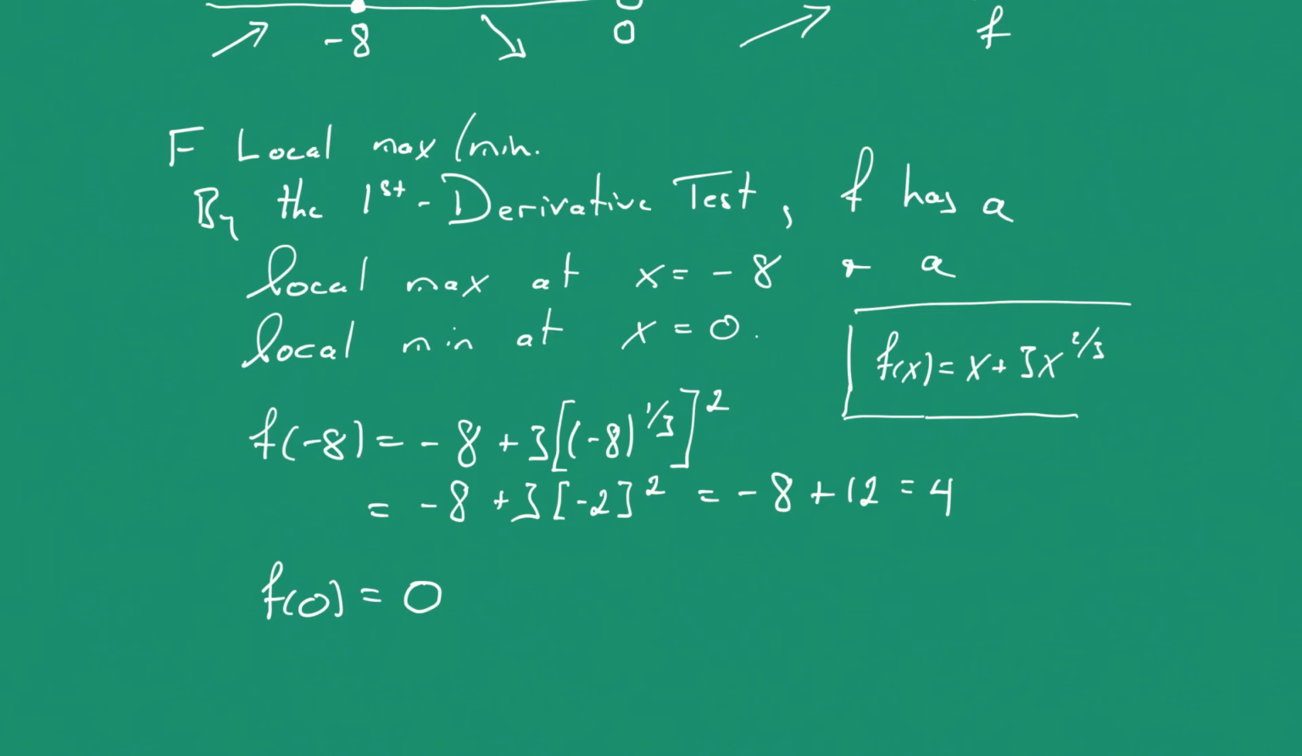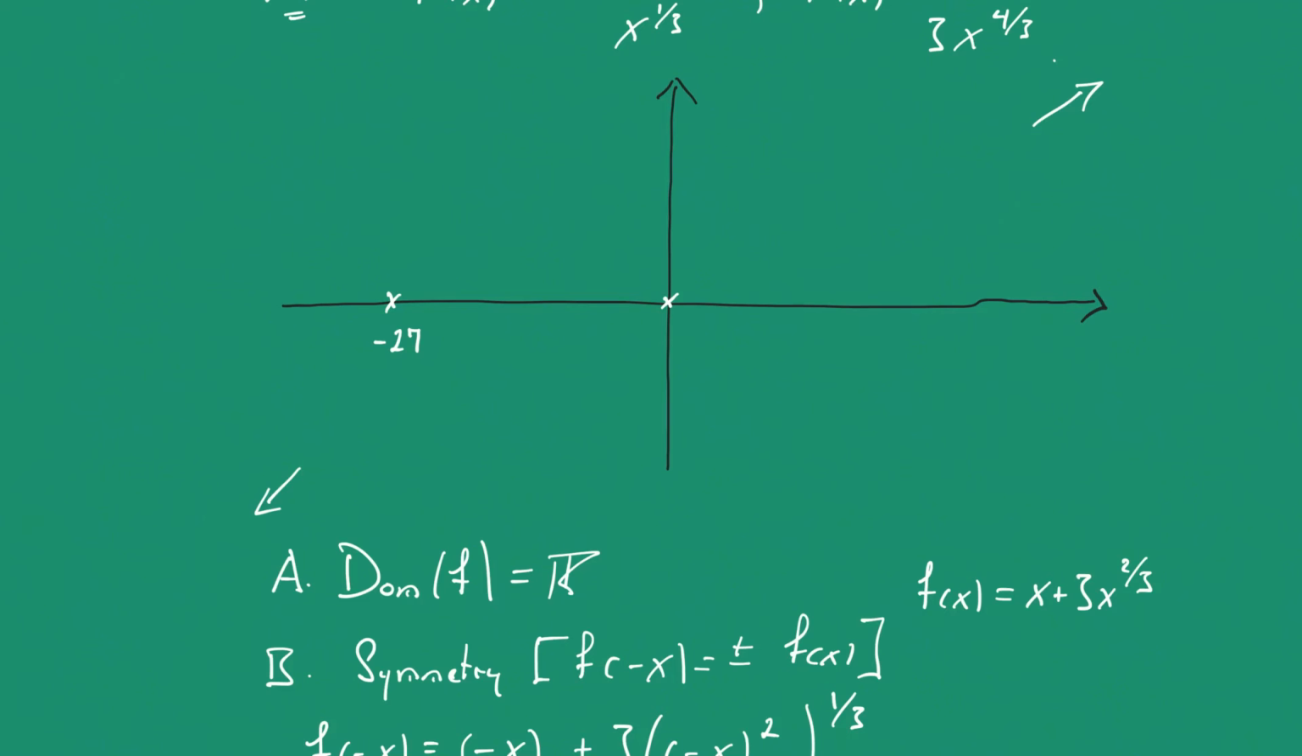So let's put these points on the graph now. So we're putting the point minus 8, 4 on the graph. So let's see, minus 8's around here. And 4 is here. And remember, f prime at minus 8 was actually equal to 0. So we're going to have a horizontal tangent line there. So I'm just going to indicate that by drawing this small horizontal line here.